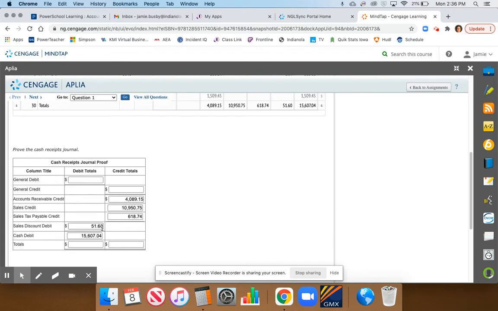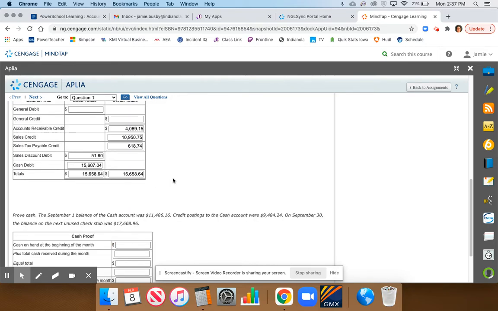So we have our debits and our credits listed out. We need to add up our debits, add up our credits to make sure that the journal is balanced. So the total of our debits is $15,658.64. Total of our credits, we add those together, is $15,658.64. So that's perfect. Both of those equal, and we have proved our journal.